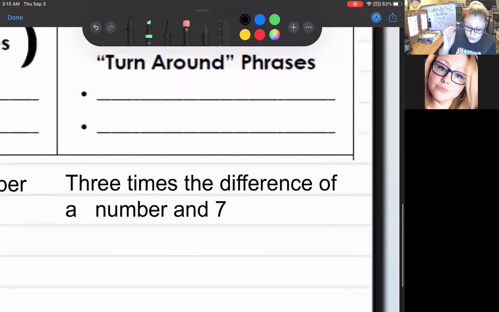Let's try 3 times the difference of a number and 7.